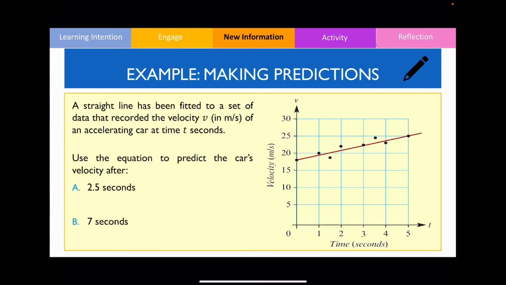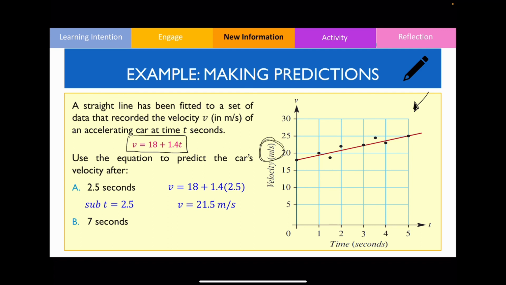In this example over here, we're going to use the equation to make predictions of the car's velocity. Now this example was the one that we actually covered earlier on. So that was the equation that we got earlier. Now I'm going to substitute 2.5 into the equation to find out the car's velocity at 2.5 seconds. If you substitute it in, you're going to get an answer of 21.5 meters per second. Make sure that you include the units in your final answer, and you do the same thing for part B as well. And in doing so, your answer is going to be 27.8 meters per second.